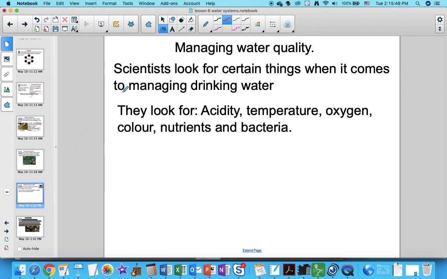Scientists look for certain things when it comes to managing drinking water, right? They look for acidity, temperature, oxygen, color, nutrients, bacteria. If your water's too acidic, it's not good for you. If it's too warm, it can cause bacteria to grow. If there's not enough oxygen, other types of bacteria and other things can grow in it. Nutrients in the water, right? Minerals and such. And the color of the water, is it too dirty? And so scientists study water and water supplies to determine whether or not this water is drinkable. Again, water is a precious resource, and understanding where drinkable water can be found is important for our survival as well as other living things' survival.